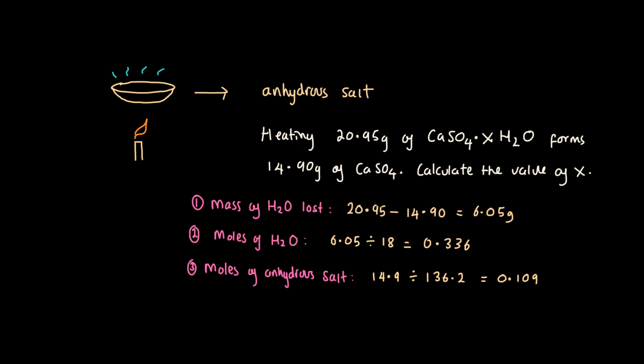Now divide both moles by the smallest mole, which is 0.109, and the ratio is 1 to 3. This means X must be 3, and the formula should be calcium sulfate dot 3H2O.